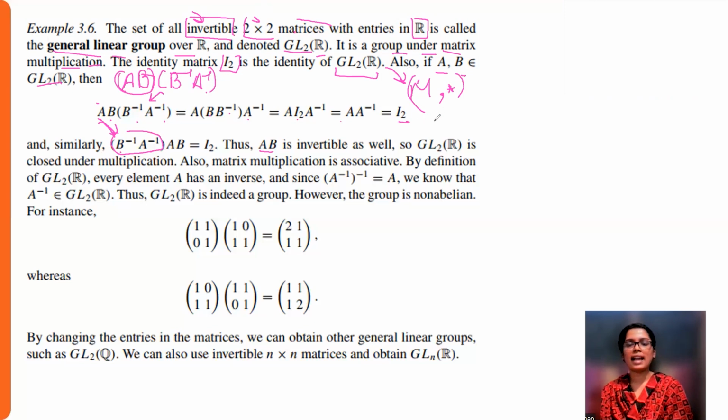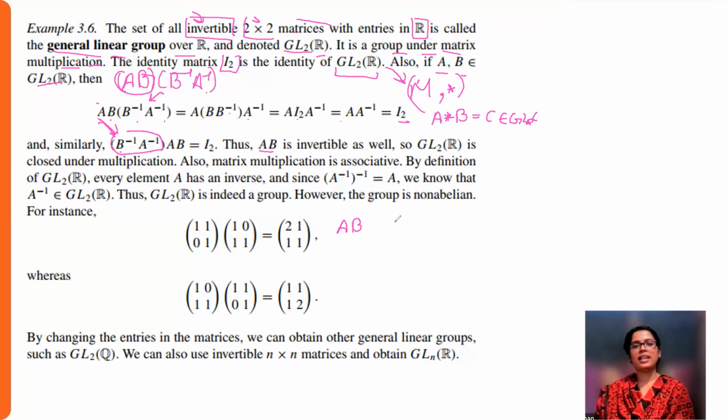Suppose we want to show that this binary operation is closed. That means if we multiply two matrices and the resultant matrix is, say, C, then C must belong to our set. The name of the set is GL2R. So we must check whether the inverse of this matrix C belongs to our set or not. For that, we want to find the inverse of C, that is, the inverse of AB, right?